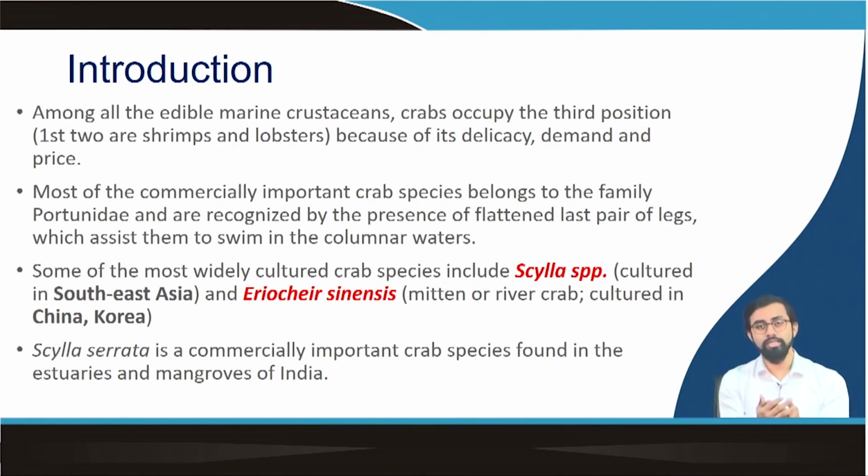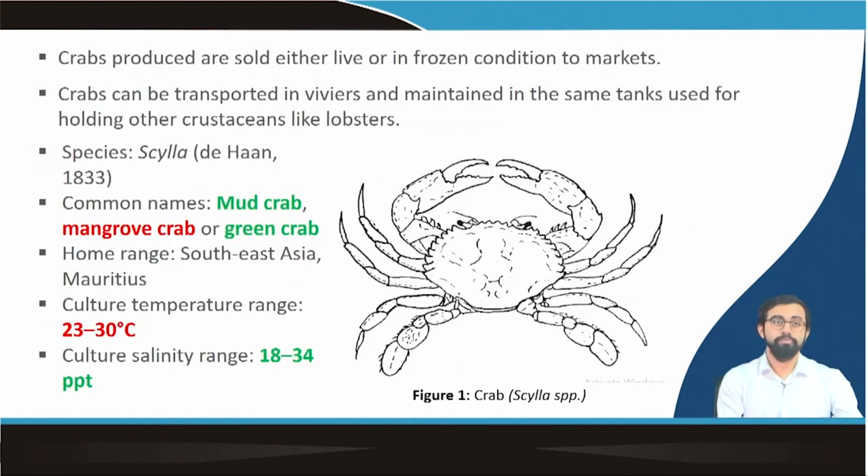So the things that we'll be discussing in my lecture series will be mostly on the mud crab or the Scylla species only. Okay. The Scylla species, especially Scylla serrata, is a commercially important crab species found in most of the estuaries and the mangrove region in India.